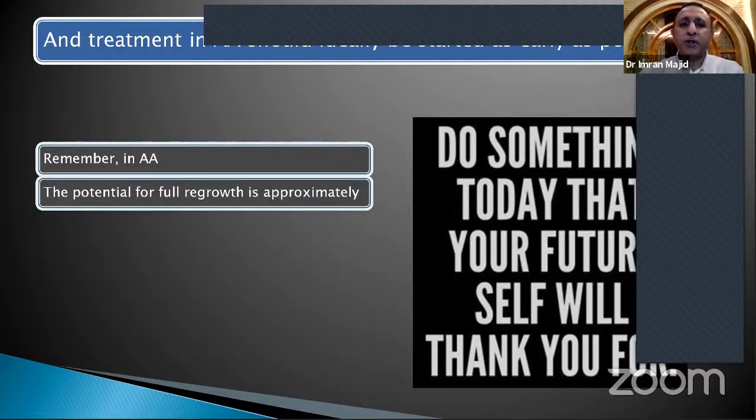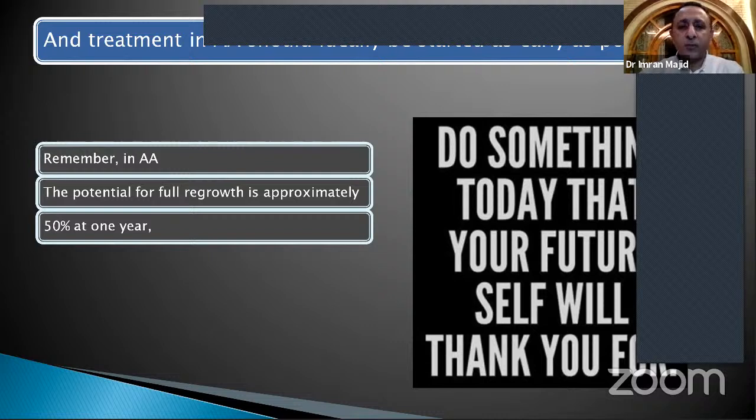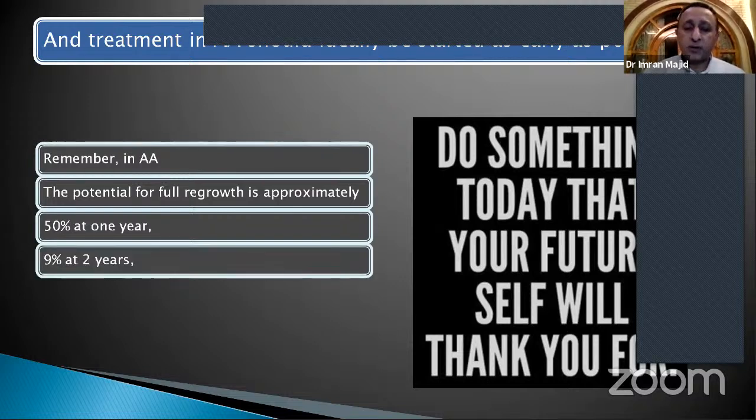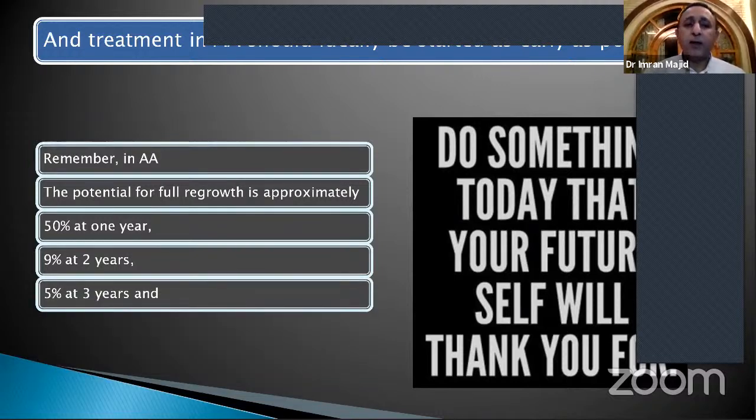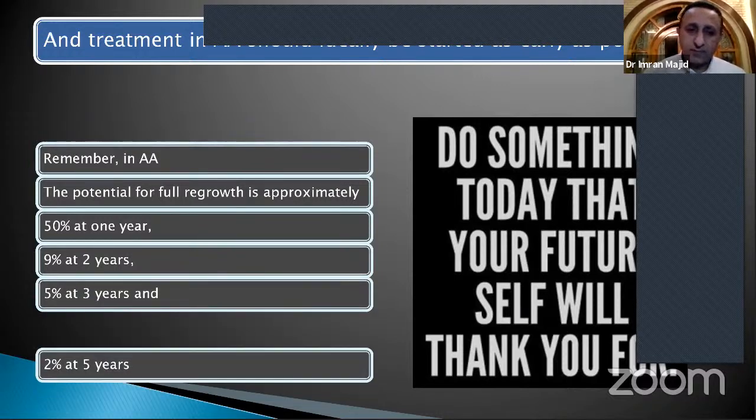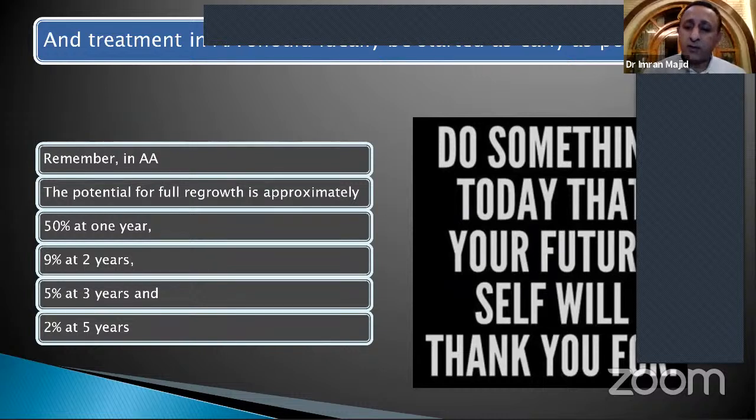Remember, in alopecia areata, the potential for full regrowth is approximately 50% at 1 year. So if you start treating patients within the first year, 50% can attain full regrowth, and it decreases to 9% at 2 years and 5% at 3 years. And at 5 years, the potential for full regrowth is just 2%.